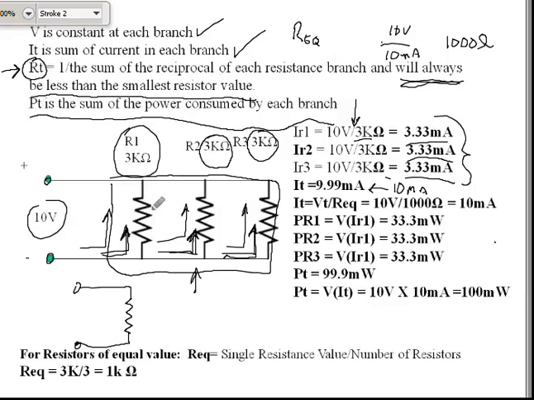However, in a case such as this, where we have 3 resistors all the same value, we would take the value of a single resistor and divide it by the number of resistors, such as down here. The equivalent resistance for this circuit with 3 resistors, 3K each, would be 3K ohms over 3 resistors. The equivalent resistance is 1K ohm. So this is a special case where every value is the same.